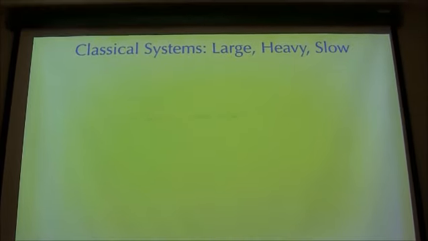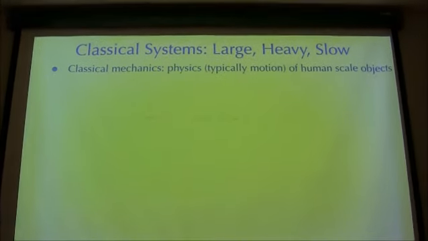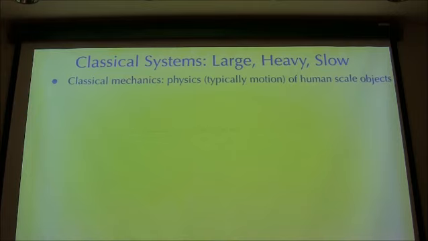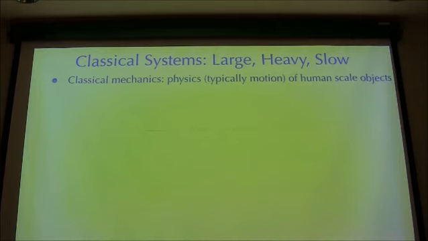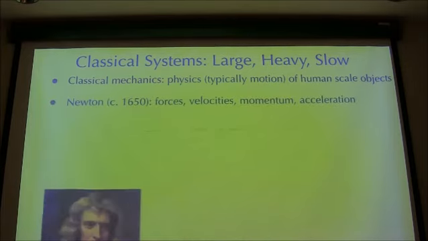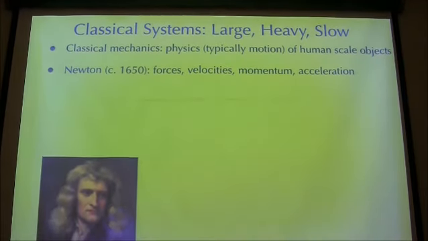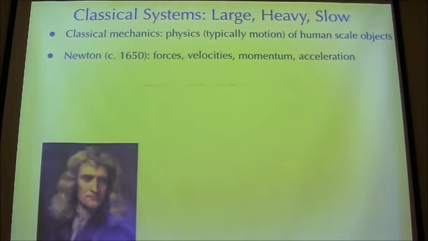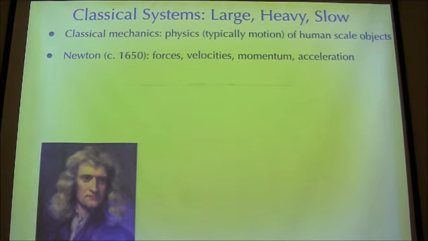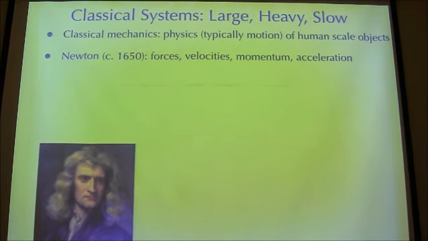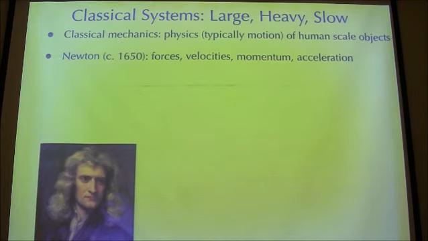So the classical systems are systems that are human scale. They are large, they are heavy, they are slow on the grand scale of physics. So classical mechanics is the physics typically describing the motion of human scale objects. And this, of course, as Amir said, we didn't actually collaborate on these slides, so it's interesting how many of our ideas coalesce. So Newton, of course, was the first to really systematically develop this field in terms of things like forces, velocities, momentum, acceleration.